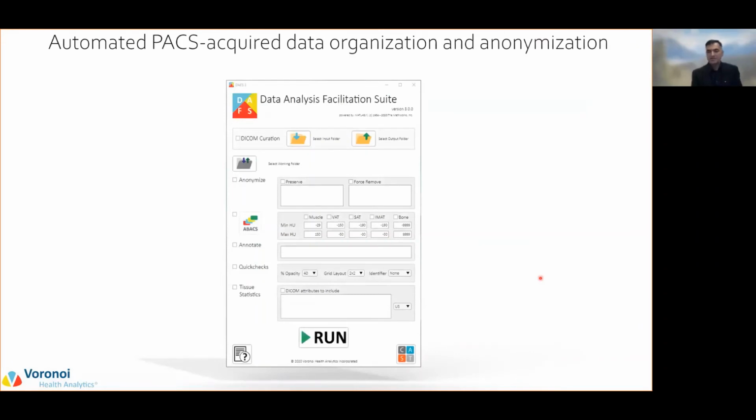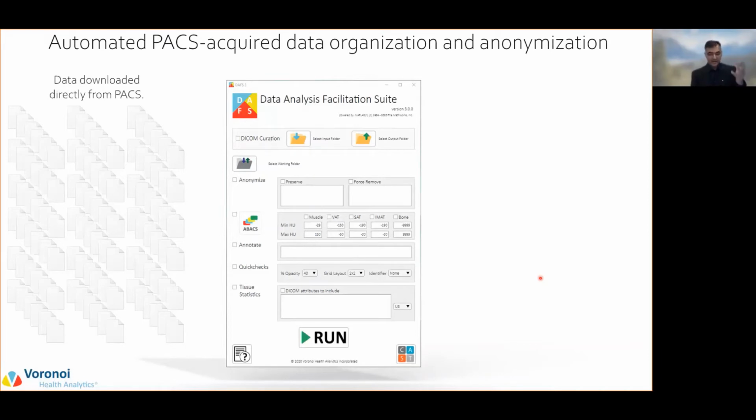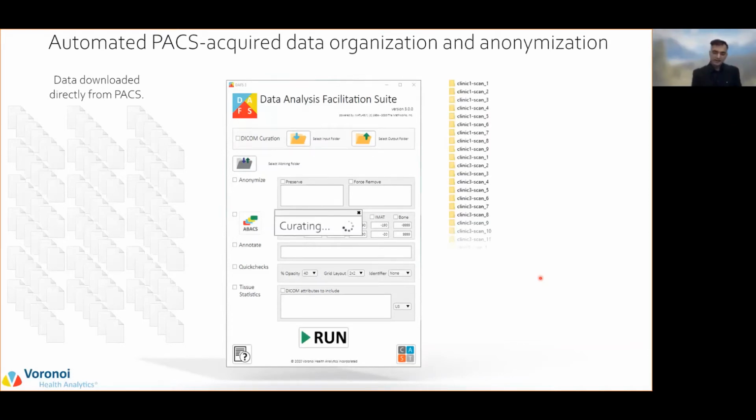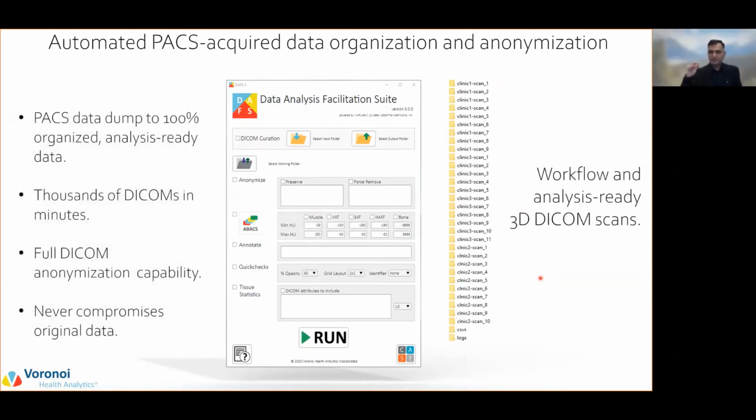So one of the key features is DICOM curation. For those who work in research in this area, you know that when you download data from PACS, the Picture Archival Communication Systems, the data can come as a large jumble of lots of files. Individual axial CTs are mixed up in this jumble, and separating them into individual folders is itself a huge challenge. With DAS, you point the input folder to the working folder where the data has been downloaded, and it curates this, and it organizes them into individual specific folders where all the individual files have been carefully organized. So you can go from a PACS data dump to 100% organized analysis-ready data in a matter of a few minutes.